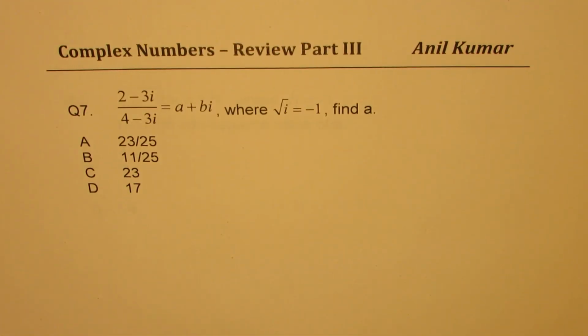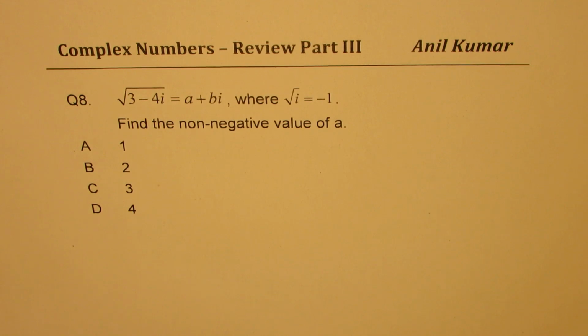Question number 7. Now we have the quotient of two complex numbers, 2 minus 3i and 4 minus 3i, which should be equal to a plus bi, where the square root of i is minus 1. Find the value of a. The last question here is, square root of 3 minus 4i is a plus bi, where i squared is minus 1. Find the non-negative value of a.